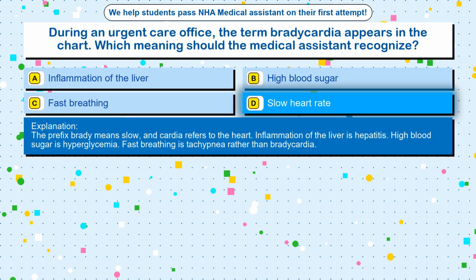The prefix brady means slow, and cardia refers to the heart. Inflammation of the liver is hepatitis. High blood sugar is hyperglycemia. Fast breathing is tachypnea rather than bradycardia.